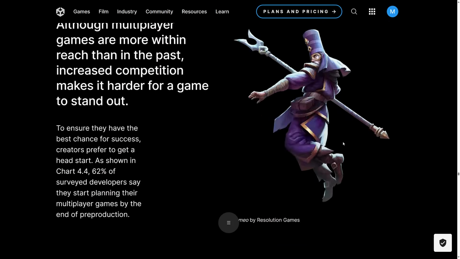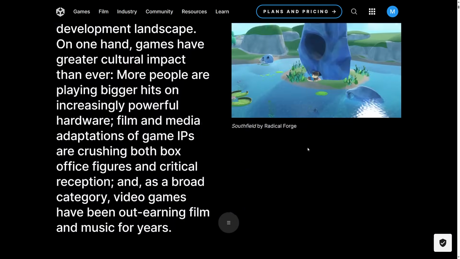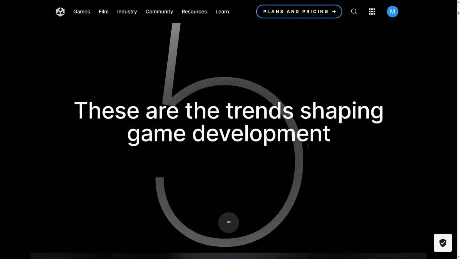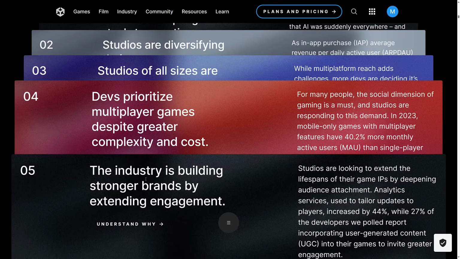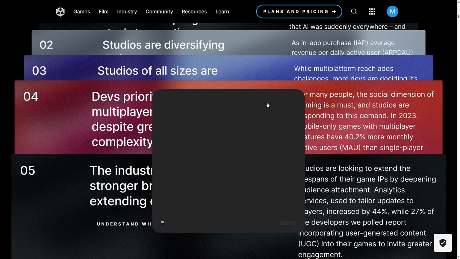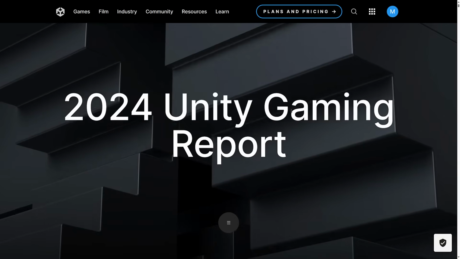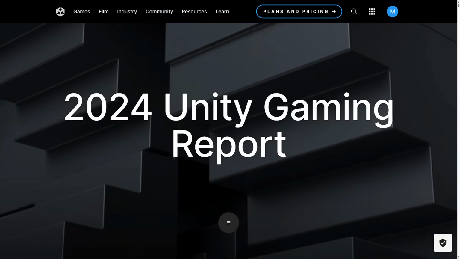And then I think section number 5 was probably the least interesting, which again, if we go back to the very beginning, number 5 was the industry is building stronger brands and extending engagement, blah, blah, blah. By the way, there is this little quick control you can do to jump between things for more details if you want to jump in and learn more. I do find there's definitely some interesting insights in the 2024 gaming report.